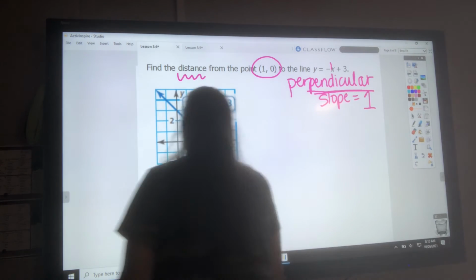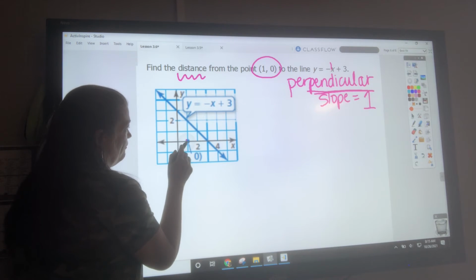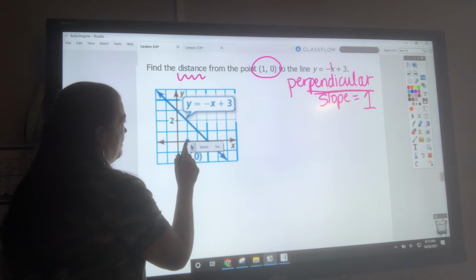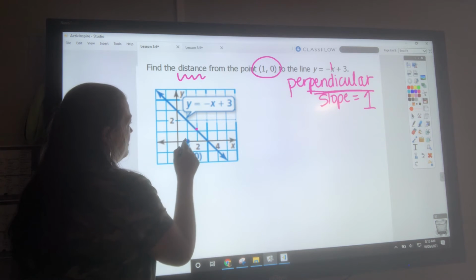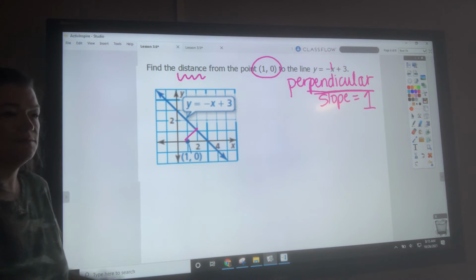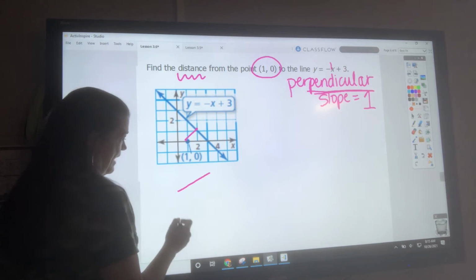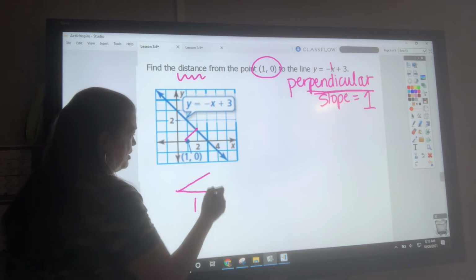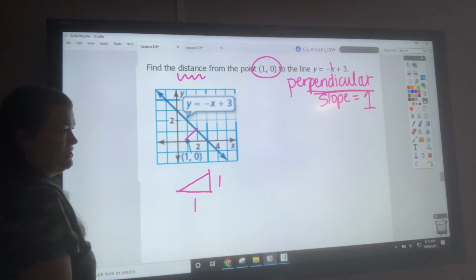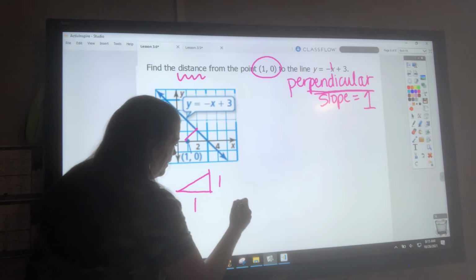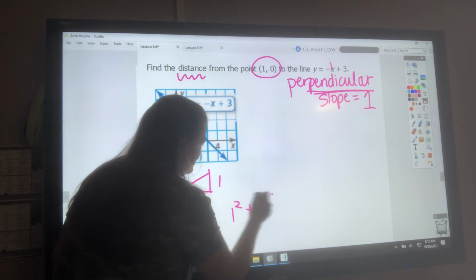So from this point, I want to travel a +1 slope. I'm going to go up 1 and over 1. That's going to get me right here. That's the distance. Now, how do I find that distance? Well, remember, it's along a diagonal, so I need how much the x changed, how much the y changed, and I need to do 1 squared plus 1 squared. This is the distance formula.